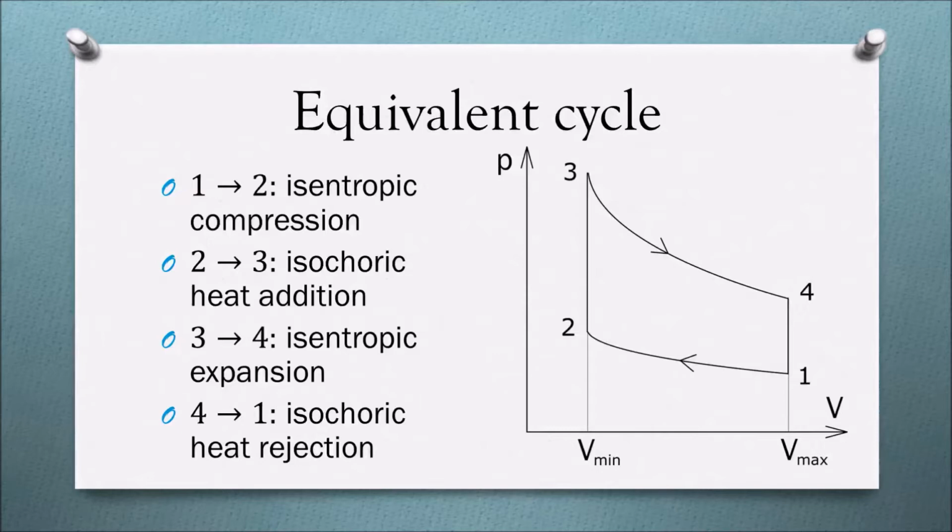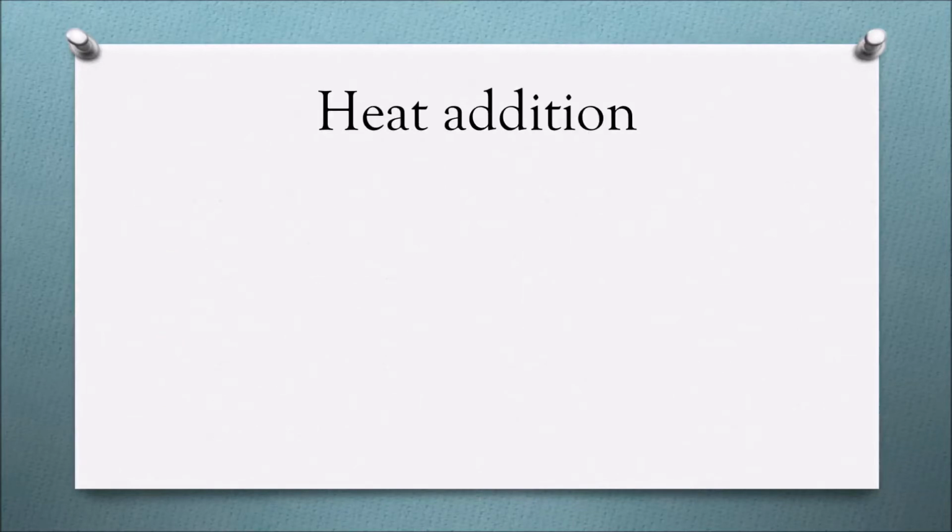The next step is an isentropic expansion during which the medium does work. The useful work equals the difference of this work and the work input during the isentropic compression. From state number 4, there is an isochoric heat rejection to state number 1. We could also use this and the heat addition to calculate the useful work. Let's start the calculations with the heat addition.